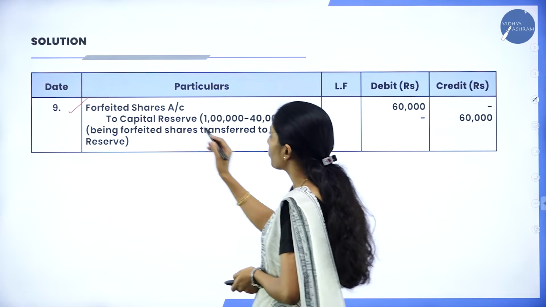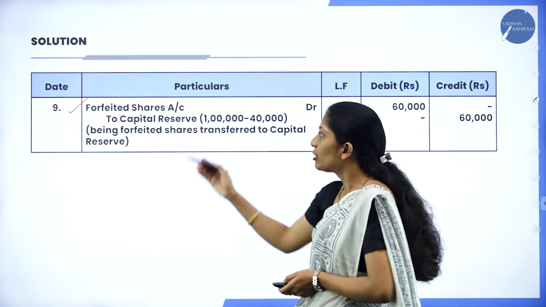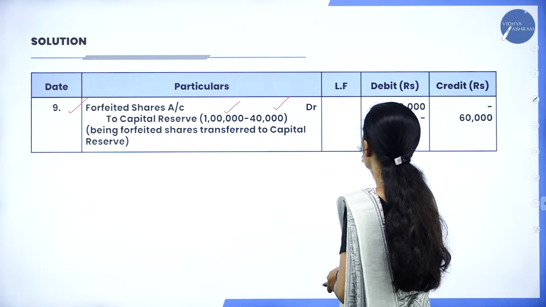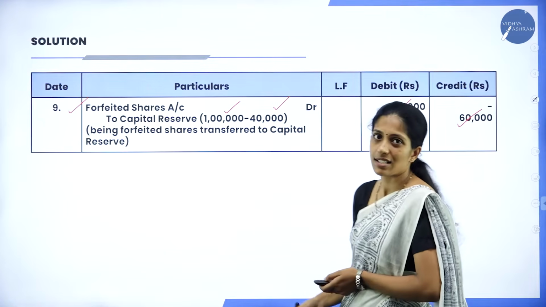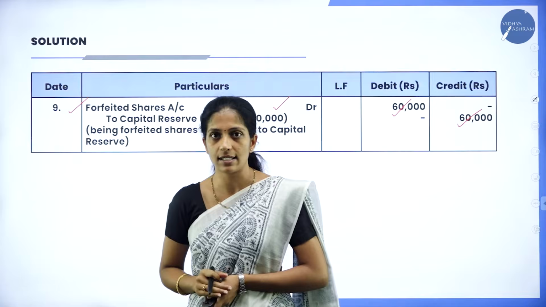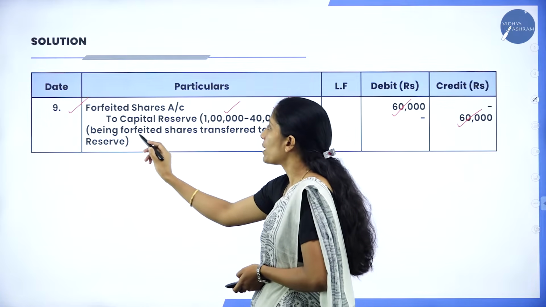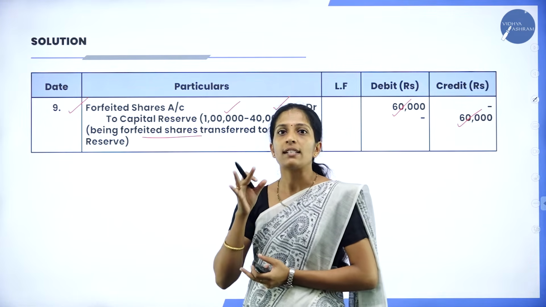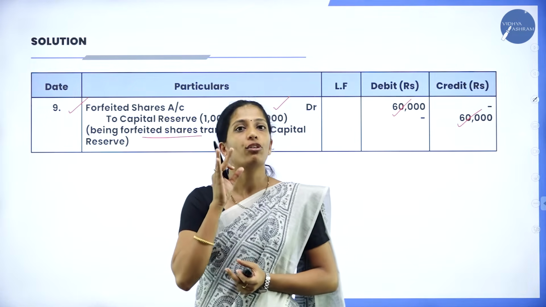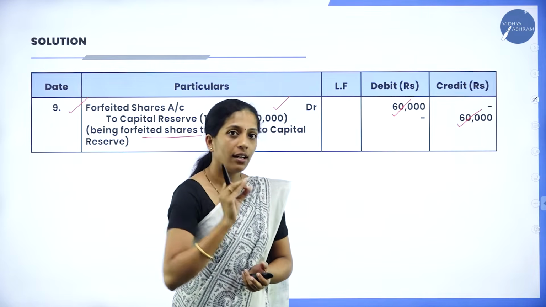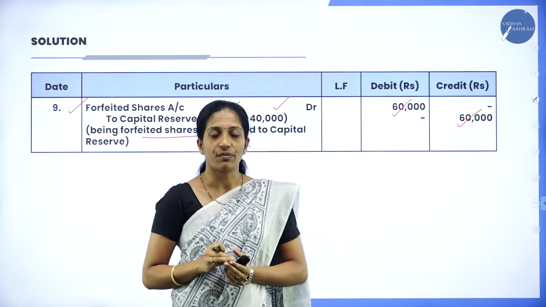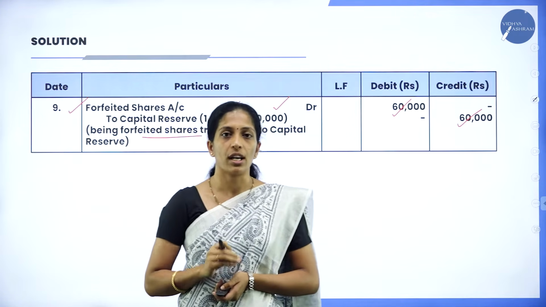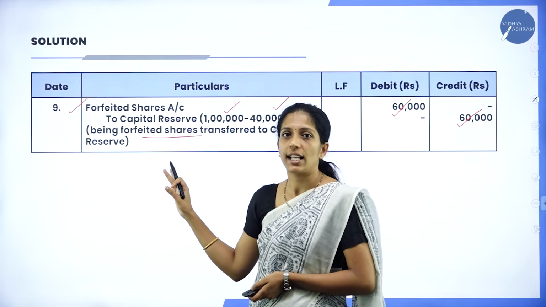So what is the entry? Forfeited shares account debit to capital reserve account. 1 lakh minus 40,000, that is 60,000, and 60,000 on both the debit and credit side. What would be the narration? Being forfeited shares transferred to capital reserve. So only this much. You have to learn these 9 entries properly, then you can learn how the amount has to be transferred and what amount has to be recorded for each and every journal entry. Hope you are clear about these 9 journal entries.